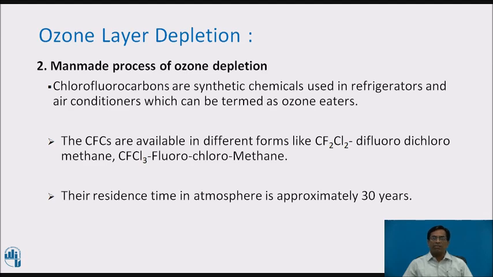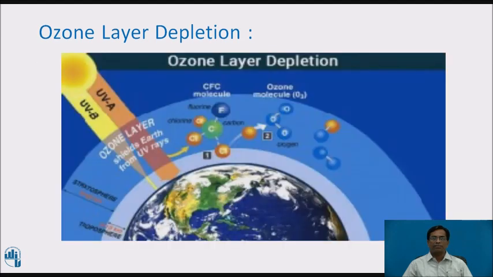Chlorofluorocarbons are synthetic chemicals used in refrigerators and air conditioners, which can be termed ozone eaters. The CFCs are available in different forms like CF2Cl2, difluorodichloromethane, CFCl3, fluorochloromethane, etc. Their residence time in the atmosphere is approximately 30 years. This picture explains the ozone layer depletion.